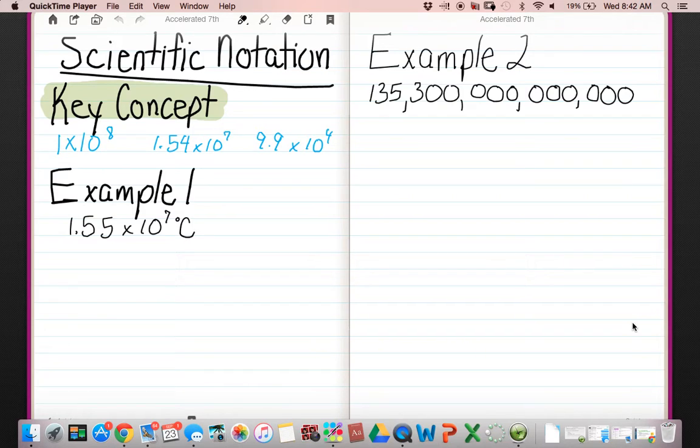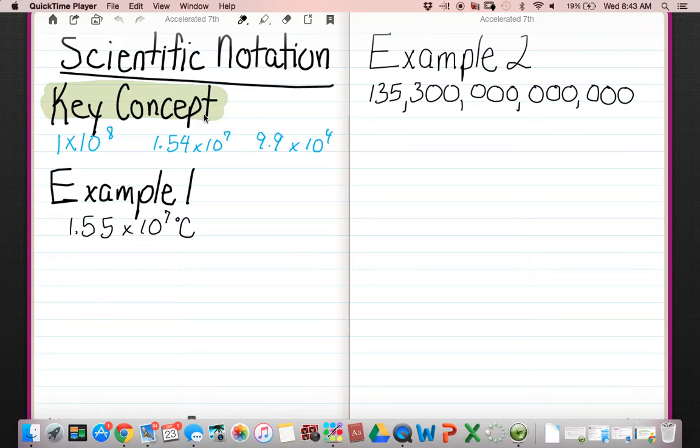Chapter 2, Section 1, Scientific Notation. Today we're going to talk about scientific notation, which can be used whenever we are working with really large or really small numbers. So the first thing I'd like you to do is write down the key concept. The key concept is on page 66 in your book, which you should have open.